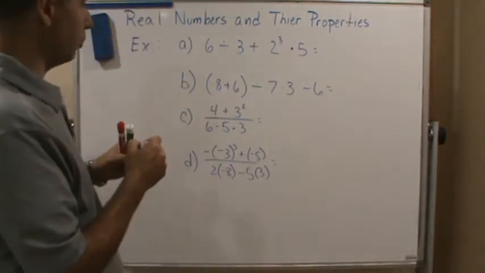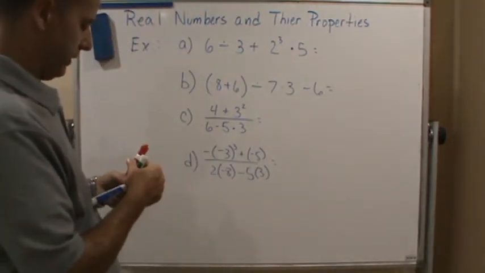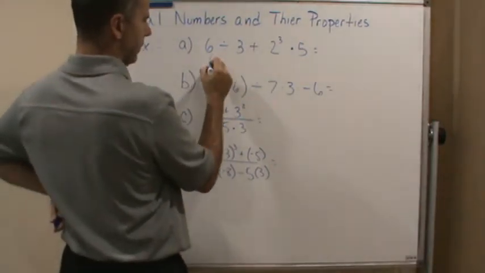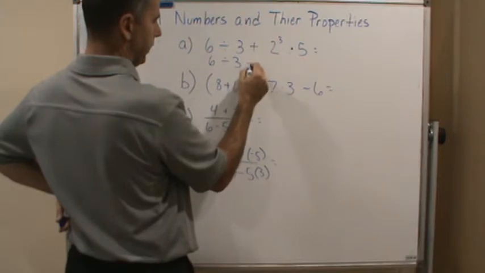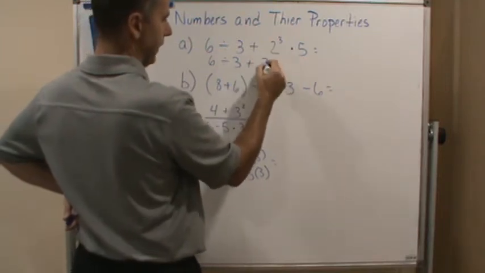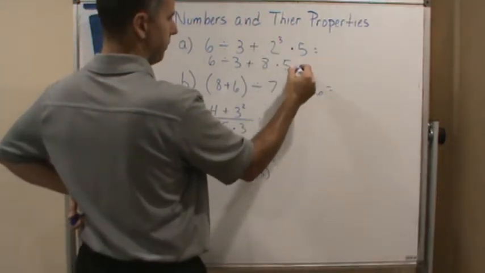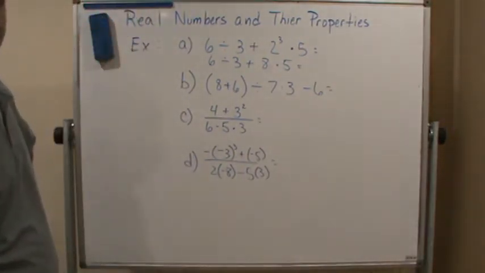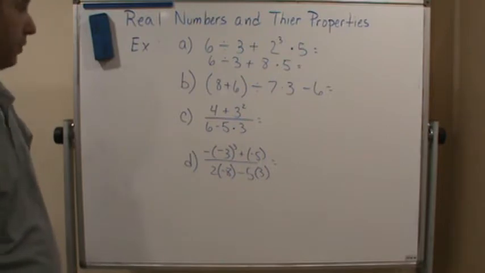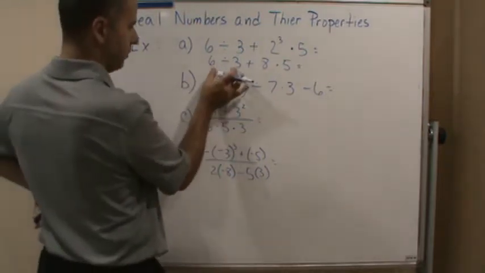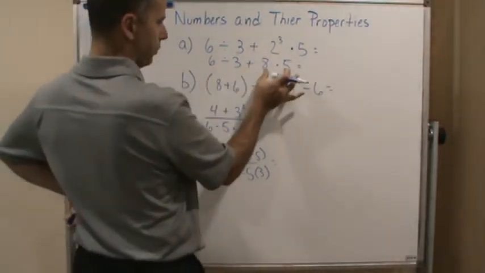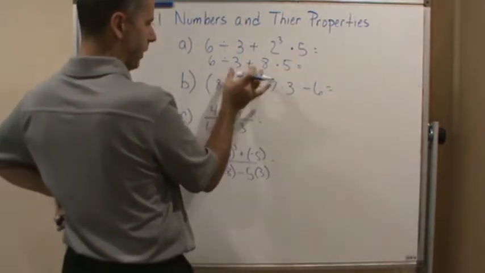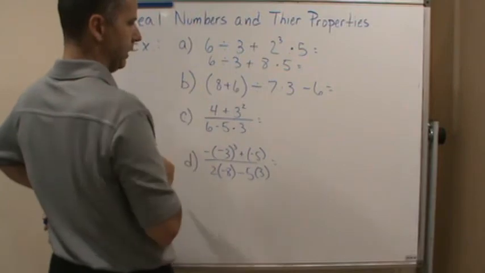Now I don't have a lot of room, so I'm going to simplify this a little bit more over here. So this is going to be 6 divided by 3 plus, and then 2 cubed is 8, times 5. And now I'm going to do multiplication and division left to right. So I'm going to divide these two, and then I'm going to multiply these two. I'm going to do division and multiplication left to right first. I'm not dealing with the addition.